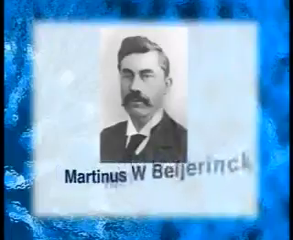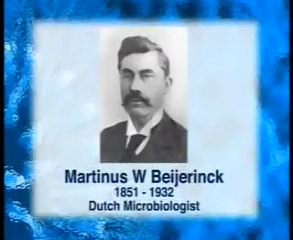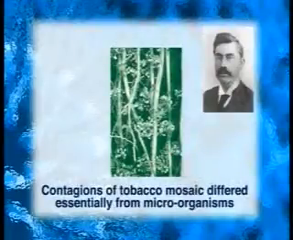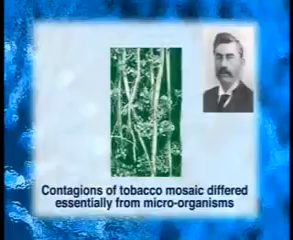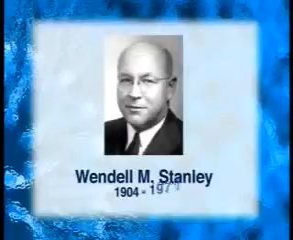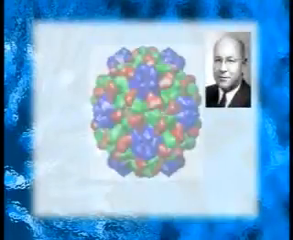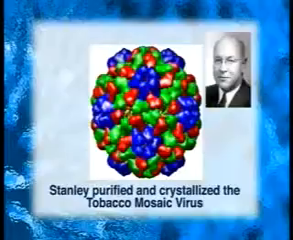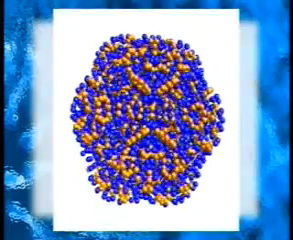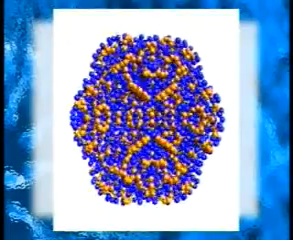It was Beijerinck, from 1851 to 1932, who deserves the credit of first realizing that the causative agents of tobacco mosaic disease differ considerably from microorganisms. And Stanley in 1935 first crystallized the viruses and proved that viruses have both living and non-living attributes, which opened a debate on their nature, whether they are living or non-living or on the borderline of the two.